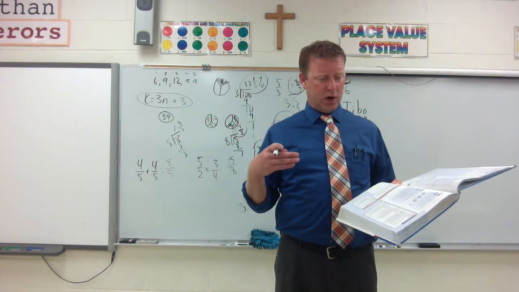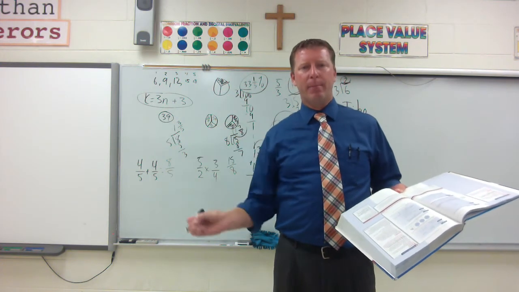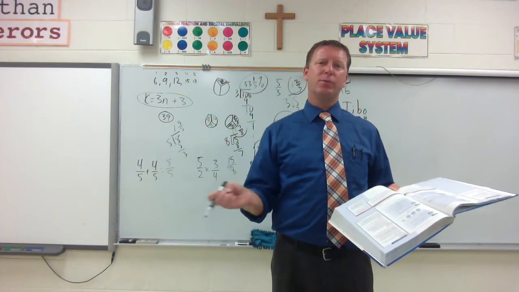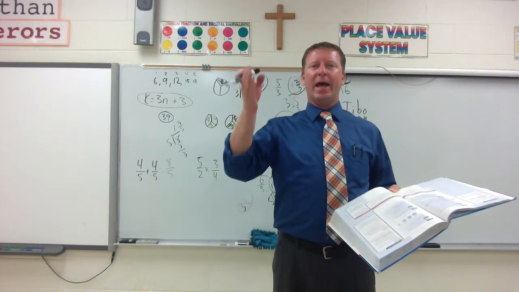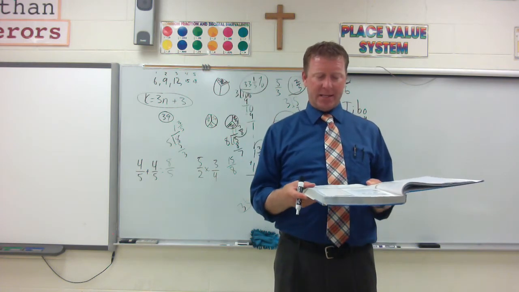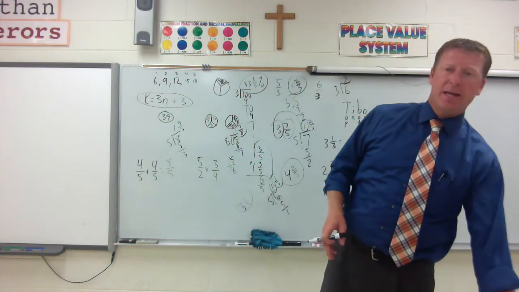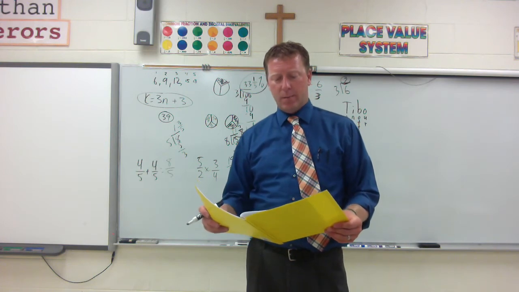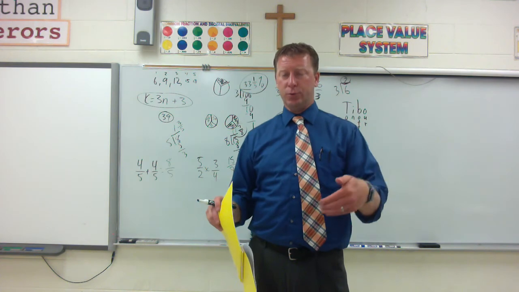How do I convert 12 1/2? I take the denominator, I multiply it by the numerator, denominator times the whole number. I take 2 times 12, that gives me 24, and I add my numerator, that adds up to 25. And then the denominator stays the same. If I'm in my yellow folder, what does it say? It says mixed number to improper. Multiply denominator by whole number and add the numerator.